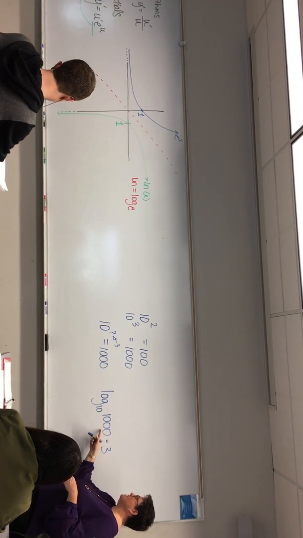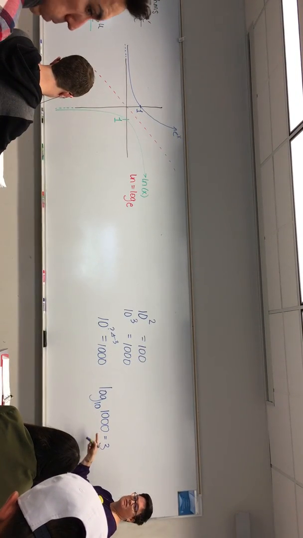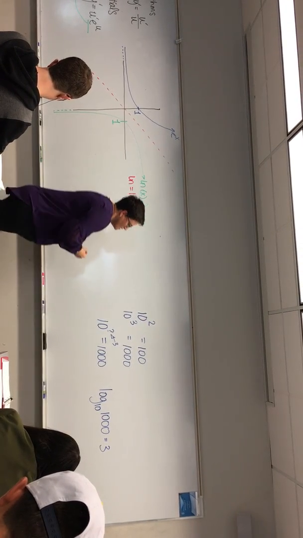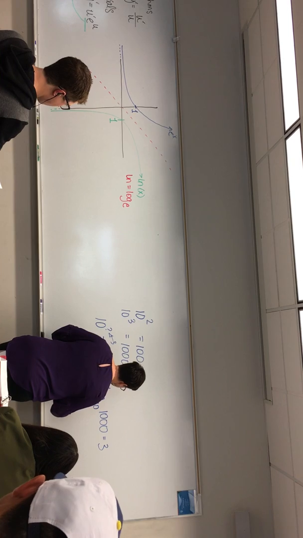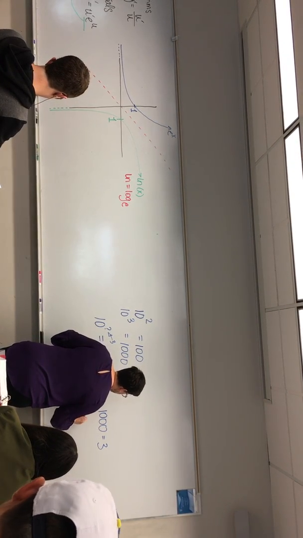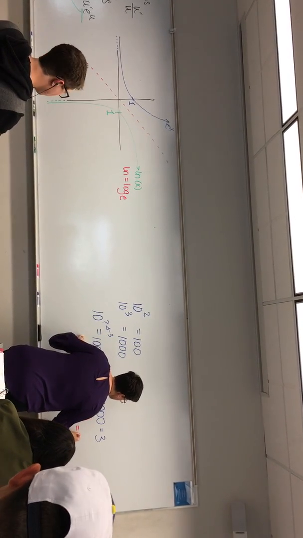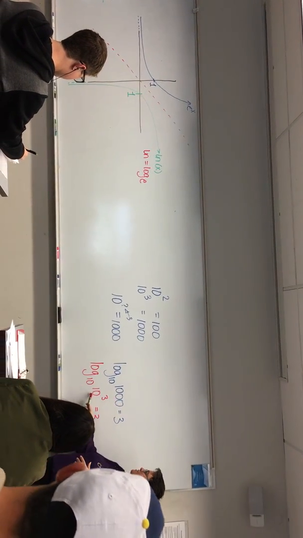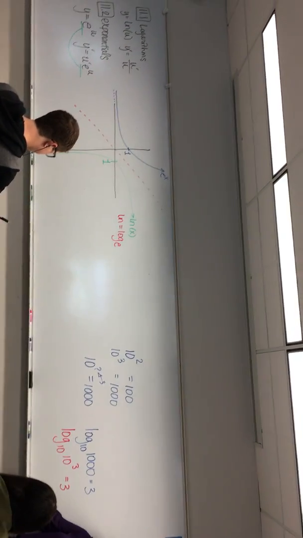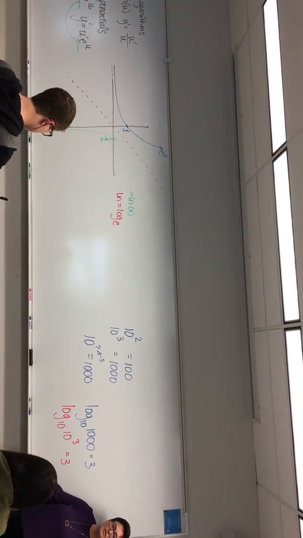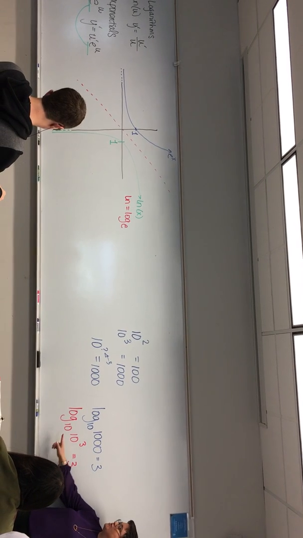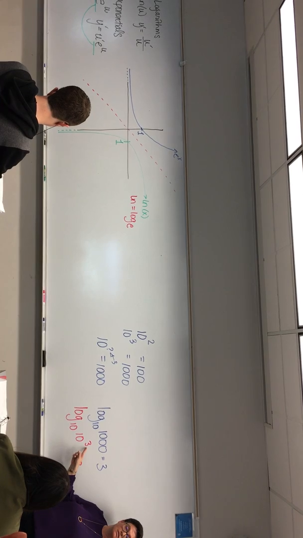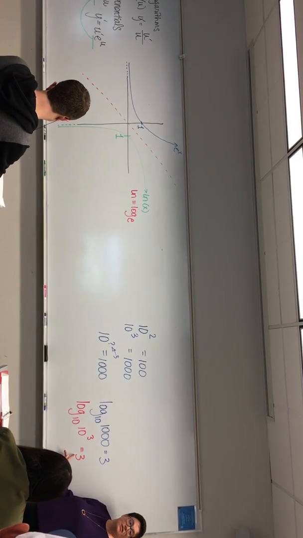But can we rewrite 1,000? We can rewrite it, guys. That's the same as saying log base 10 of 10 cubed equals 3. 10 cubed is just 1,000, right? So I just substituted in 10 cubed, nothing changed. But tell me why that's important. Look at the pattern here. What are the bases? They're the same. What's this power? Cube. That's the answer.